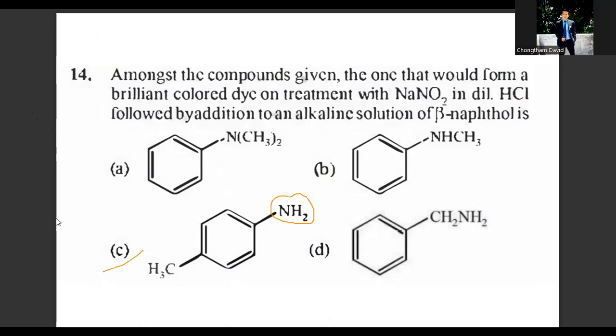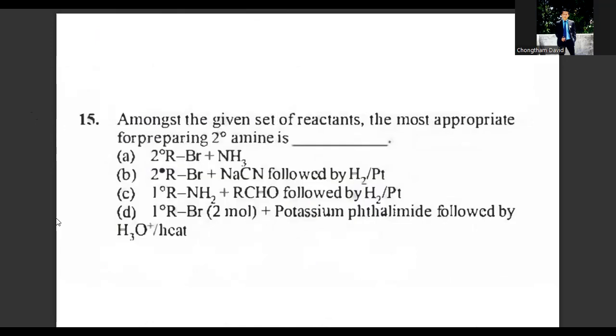Let us see the next question, question number 15. Among the given set of reactants, the most appropriate for preparing a secondary amine is? See, a secondary amine can be prepared by reacting a primary amine with an aldehyde followed by reduction. So which is the correct answer? C. Question number 16.